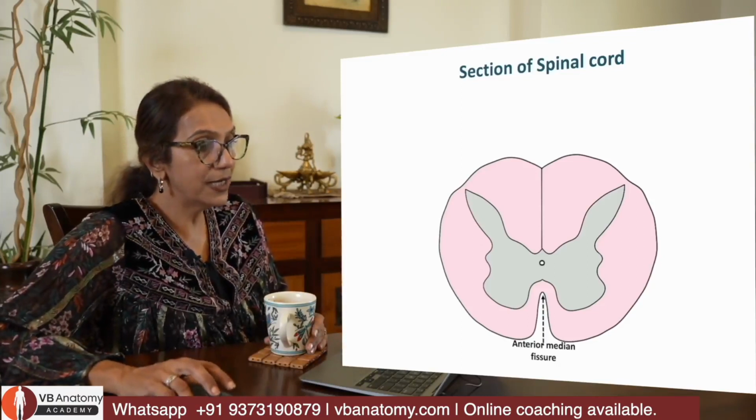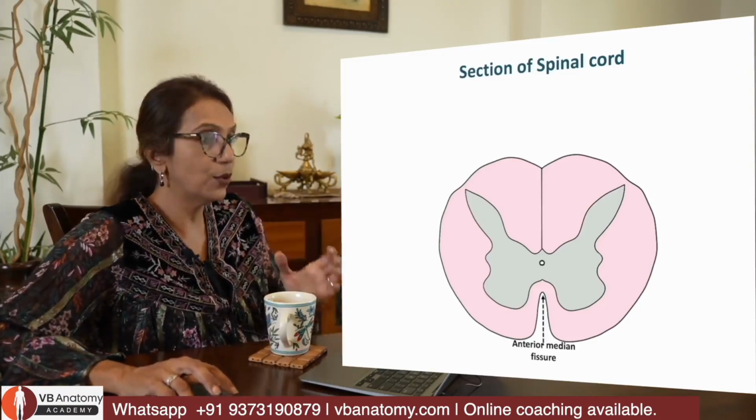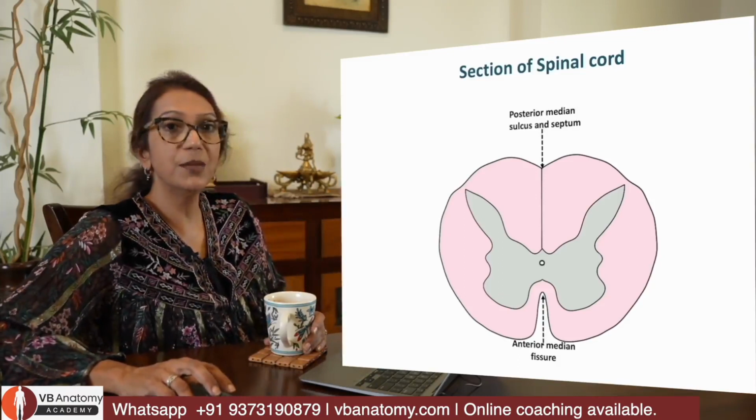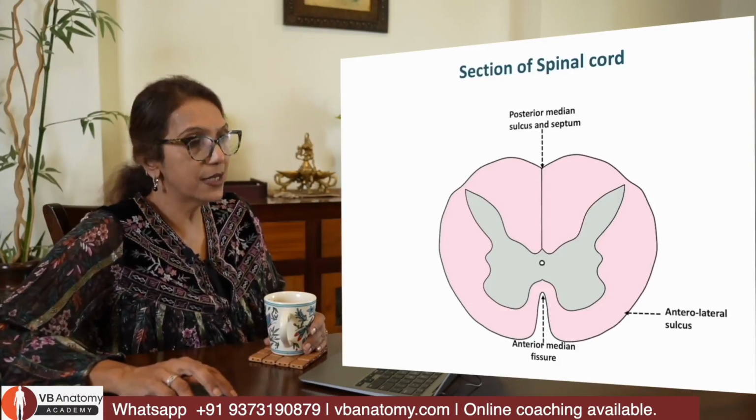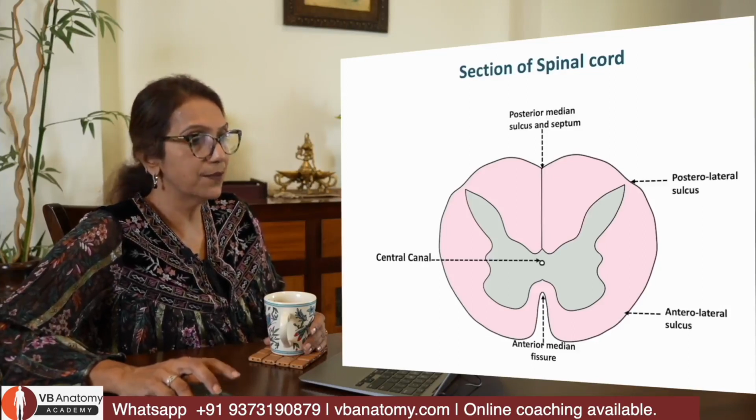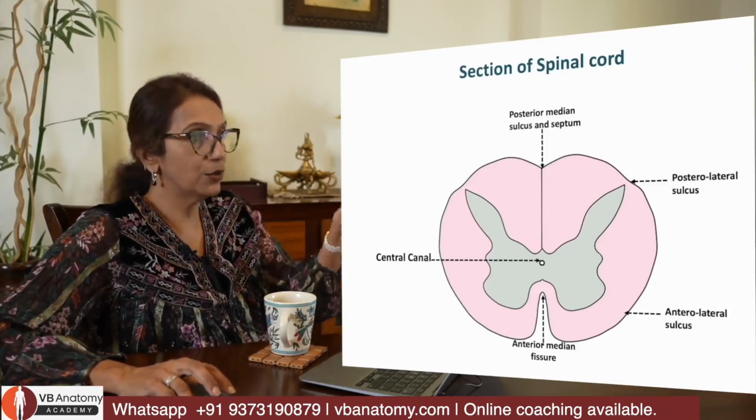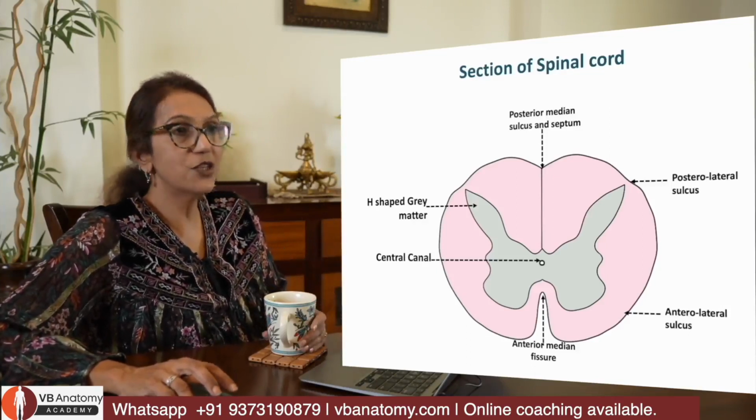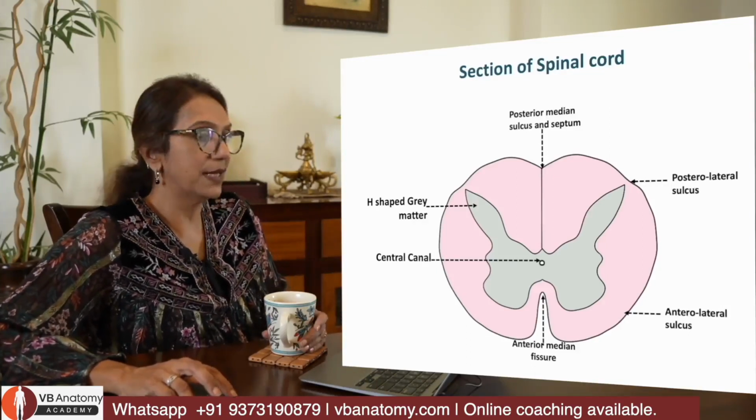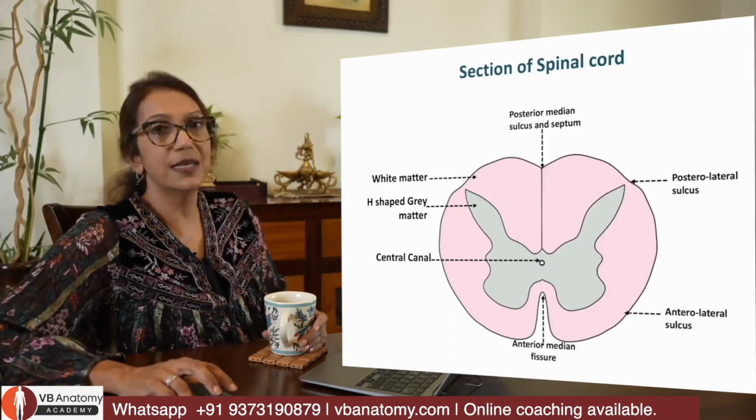So here's your anterior median fissure. See how deep it goes. Here's your posterior median sulcus and septum. Here's your anterolateral sulcus, your posterolateral sulcus. In the center, passing through the spinal cord, is the central canal, surrounding which is the H-shaped grey matter, surrounding which is the white matter.